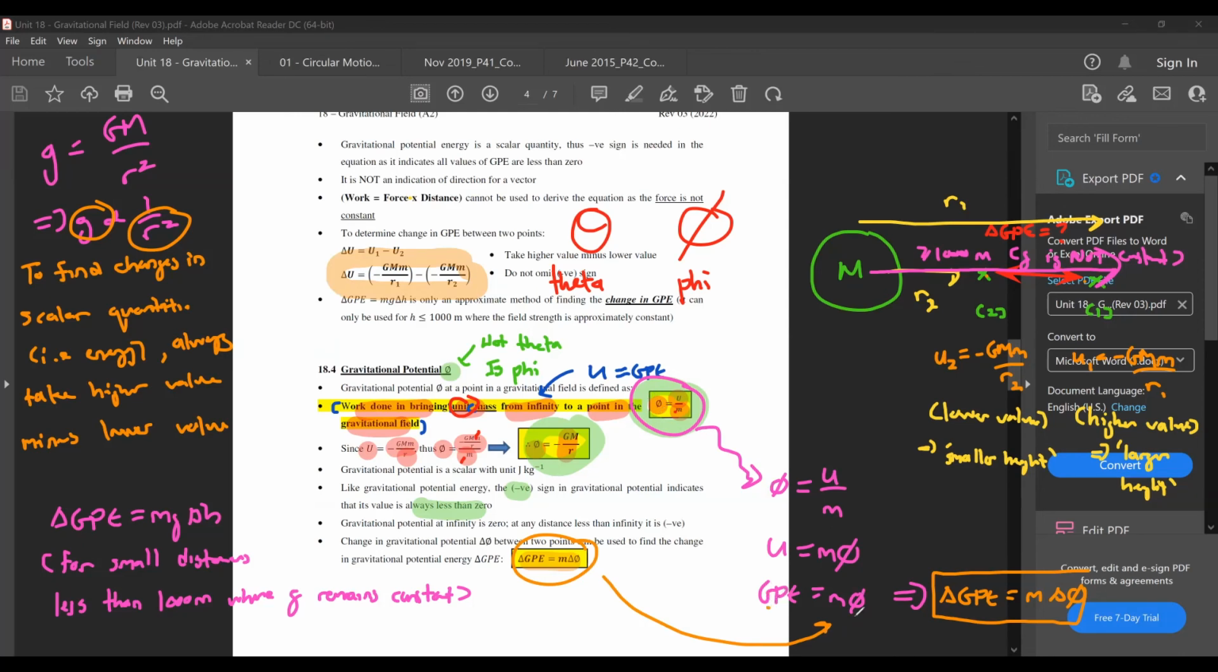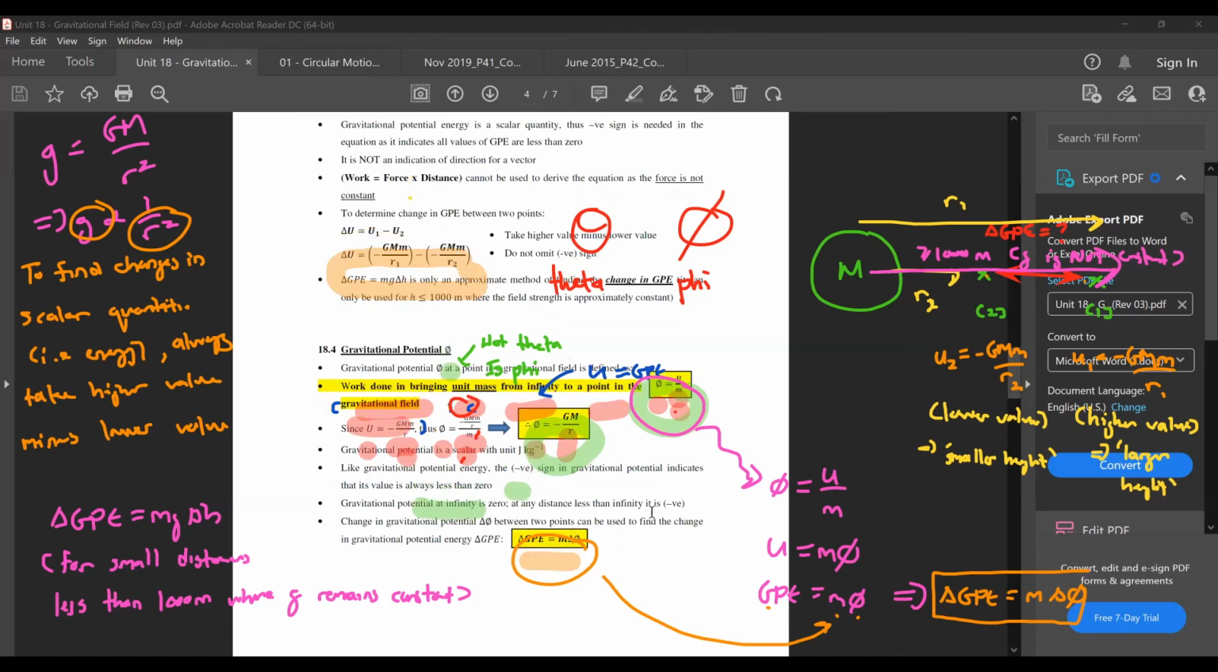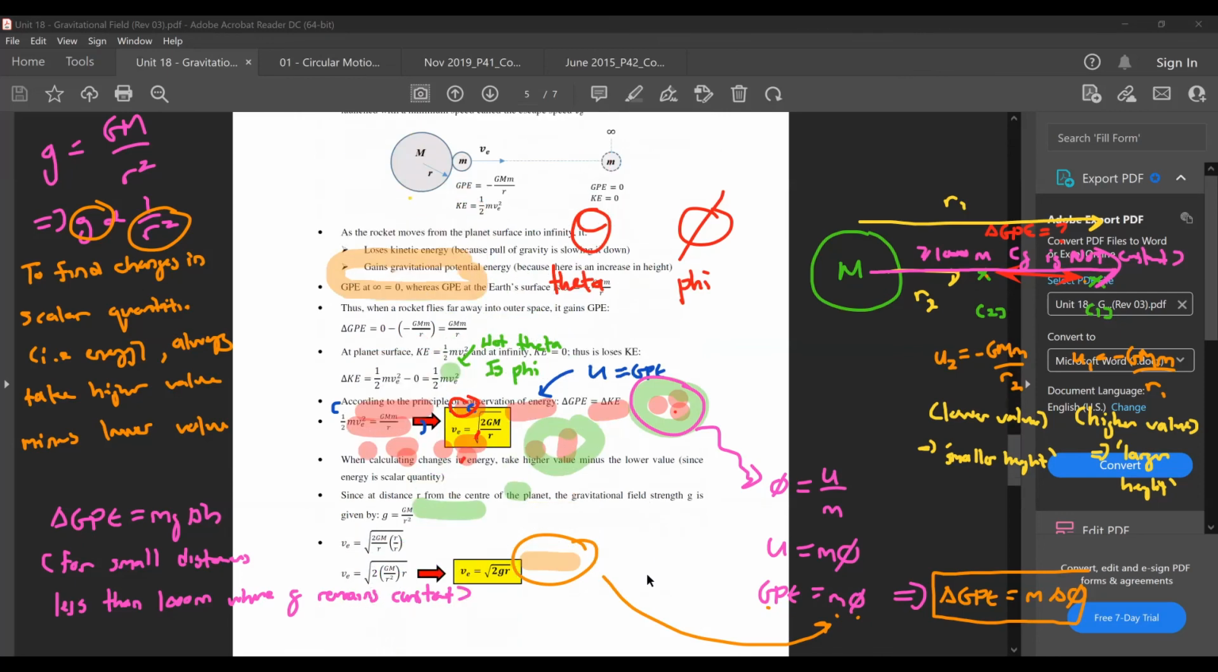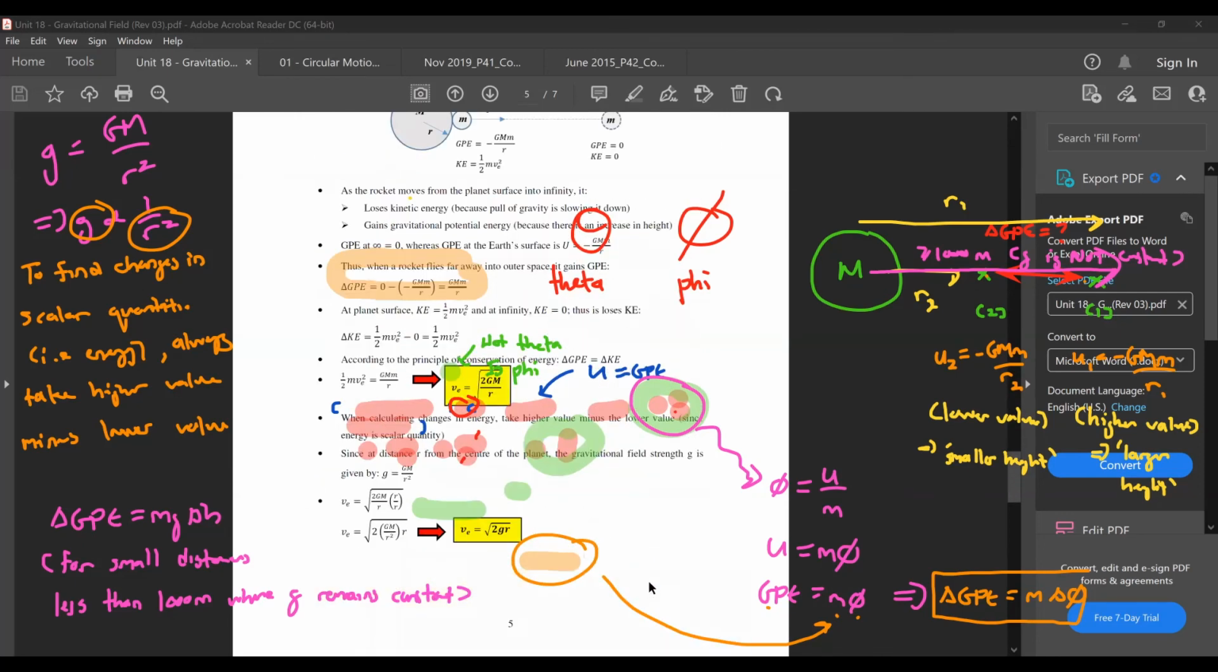GPE at a point is the mass times the potential at that point. But at the same time, I can modify this equation to give me the change in GPE between 2 points, which is actually the mass times the change in potential between the same 2 points. Okay. So this is gravitational potential for this one. All right. Okay. So that one is okay.